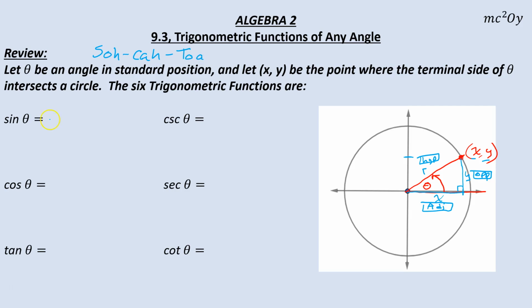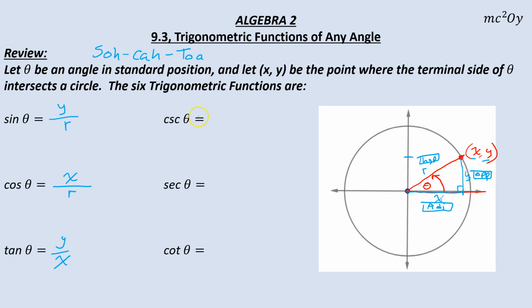Sine is equal to the opposite over the hypotenuse, so y over r. Cosine is equal to the adjacent over the hypotenuse, or x over r. And tangent is equal to the opposite over the adjacent, or y over x.